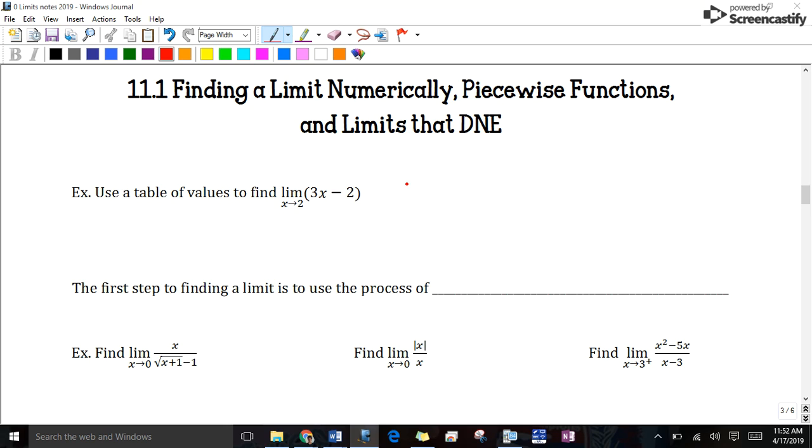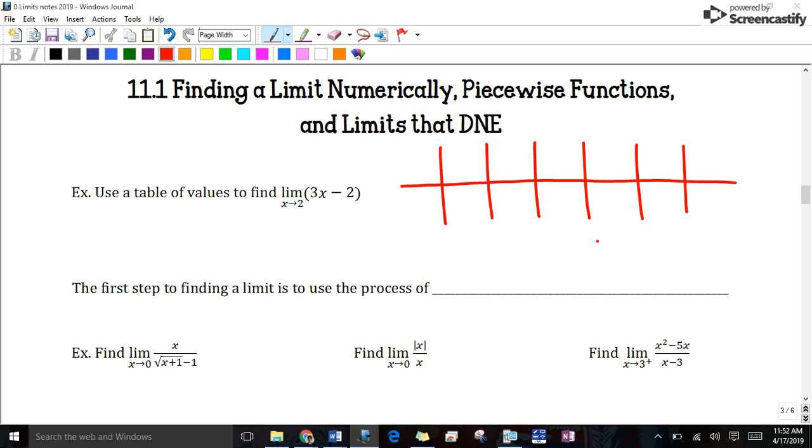So by a table of values, I'm going to set up a horizontal table, hopefully nice straight lines, but they're not. And I'm going to put 7 entries in my table, which means I need 6 lines. There we go. That middle entry is our goal, and that's what we're going to put our 2. So it's really like the graph. What's happening on the left side of 2? What's happening on the right side of 2?